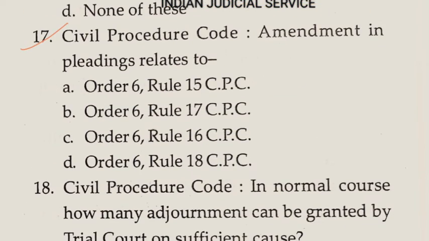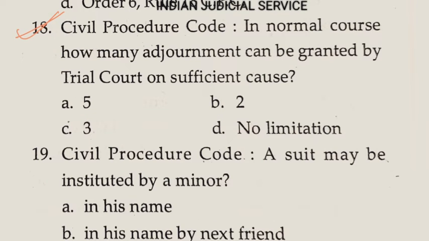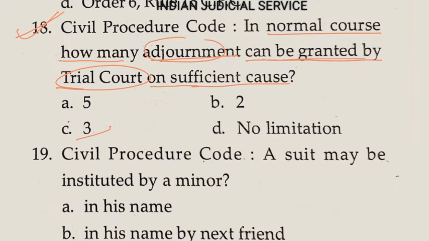Now question number 17, Civil Procedure Code, amendment in pleading relates to Order 6 Rule 17. Answer here option B. Now question number 18, Civil Procedure Code, in the normal course, how many adjournments can be granted by the trial court on sufficient cause? So only three adjournments can be granted by the trial court on sufficient cause. So the answer is here option C. And this is provided in Order 17 Rule 1 proviso. So answer here option C, three adjournments.